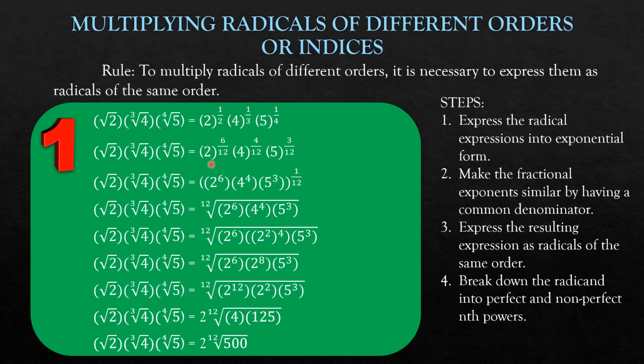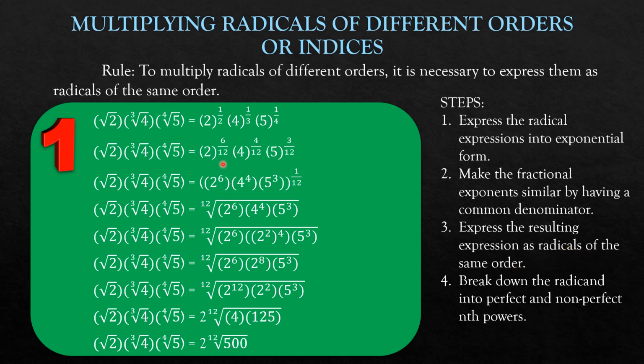So, kung mapapansin ninyo, pare-pareho na po yung denominator ng kanilang fractional exponents. So, meron na tayong 2 raised to 6 over 12, 4 raised to 4 over 12, and 5 raised to 3 over 12. Next step, express the resulting expression as radicals of the same order.